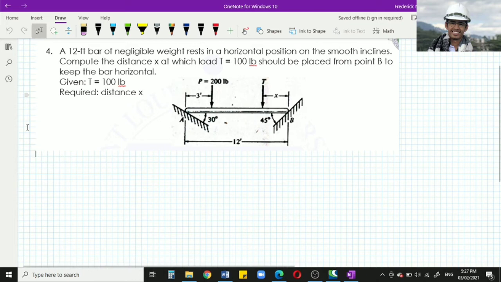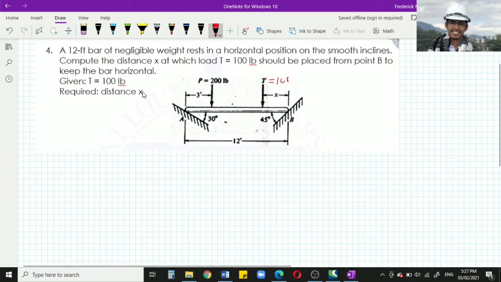So, a 12 feet bar of negligible weight rests in a horizontal position on the smooth incline. So, compute the distance x at which load T is equal to 100 pounds should be placed from point B to keep the bar horizontal. Okay? So, given is T is equal to 100 pounds. Okay? So, 100 pounds.